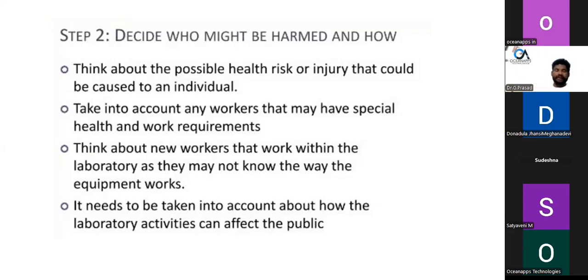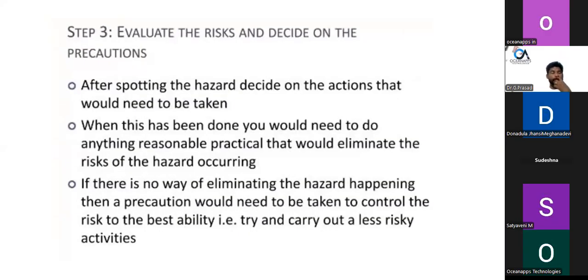It needed to be taken into account about how the laboratory activities can affect the public. అంటే అక్కడ జరిగిన సిచ్యువేషన్స్ బయటకి ఏమన్నా జరుగుతుందా, లేదంటే ఆ యాక్టివిటీస్ వల్ల ఏమైనా ఇబ్బంది ఉందా, ఐదర్ పబ్లిక్ ఆర్ కంపెనీ పీపుల్, వాట్ ఎవర్ ఇట్ మే బి, సో దాట్ యూ హ్యావ్ టు టేక్ ఇన్ టు అకౌంట్. యా. స్టెప్ నెంబర్ 3, ఎవాల్యూట్ ద రిస్క్స్ అండ్ డిసైడ్ ఆన్ ద ప్రికాషన్.